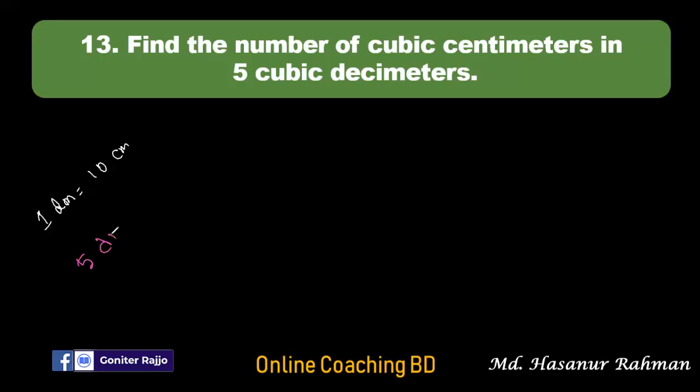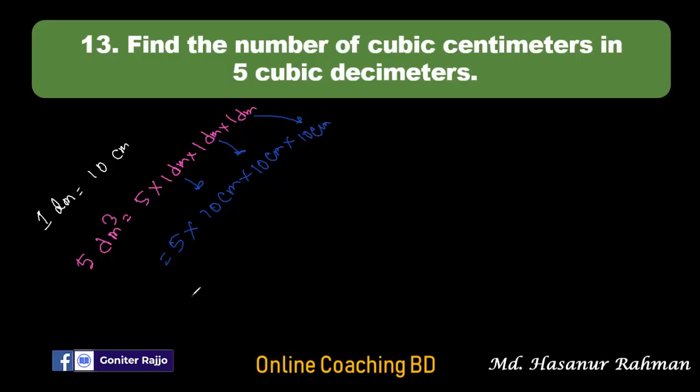So 5 decimeter cube should be 5 multiplied by 1 decimeter multiplied by 1 decimeter multiplied by 1 decimeter. So each 1 decimeter will be converted into 10 centimeter. Now we have to multiply. 5 multiplied by 10 multiplied by 10 multiplied by 10, that is 5,000 cubic centimeter, and that is the answer of number 13.